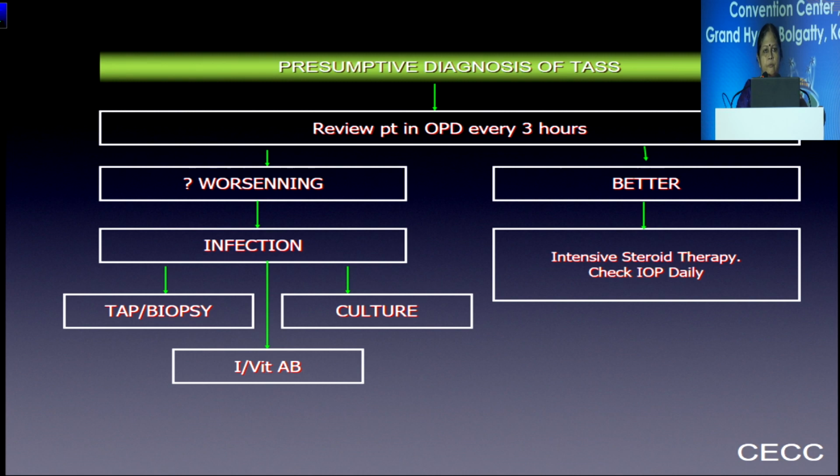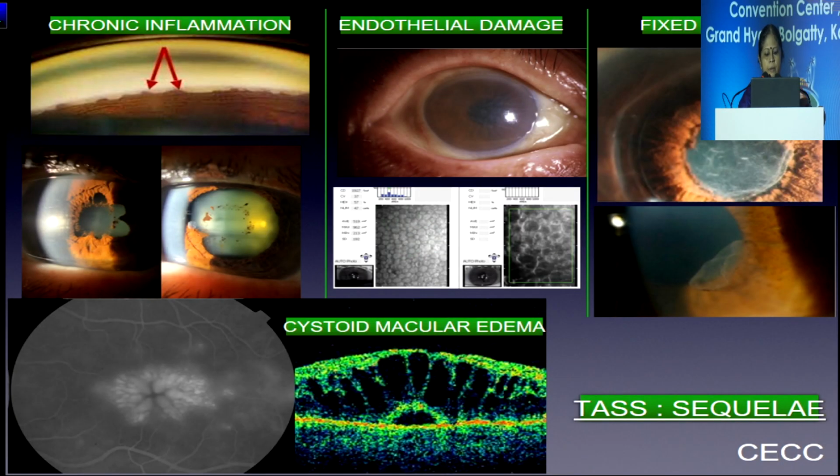If you have the suspicion of TASS or an endophthalmitis, you keep the patient in the OP, use topical antibiotic and steroid, and observe the patient for a period of 3 hours. If you see that he is getting better, you continue treatment with the steroids. Otherwise, it's always better to err on the side of infection and go in for a vitreous tap or biopsy and inject intravitreal antibiotics. The sequelae of TASS are chronic inflammation, damage to the trabecular meshwork, and glaucoma, endothelial damage resulting in a decompensated cornea, a fixed dilated pupil, and severe persistent cystoid macular edema.